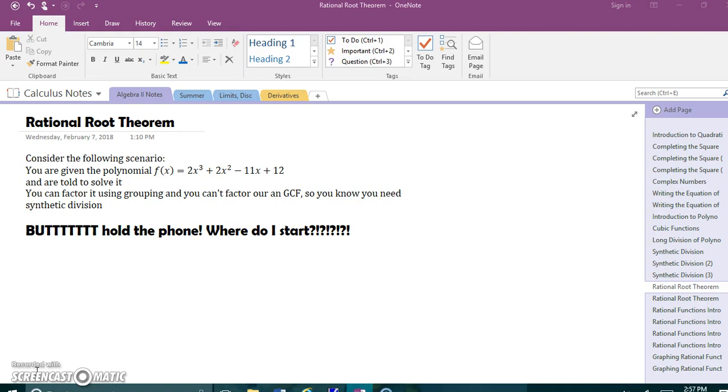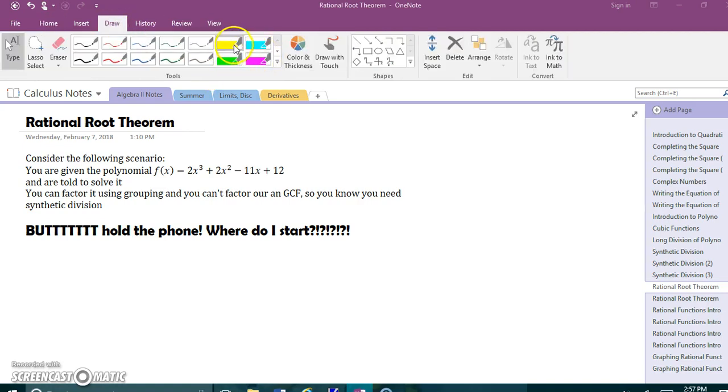Now let me introduce the idea of the rational root theorem and why we would even use such a theorem. So let's think about the following scenario. I'm going to give you a polynomial right here. It's going to be a cubic and there's not any placeholders here. And I'm going to tell you I want you to solve this. So that means you have to find the x-intercepts.